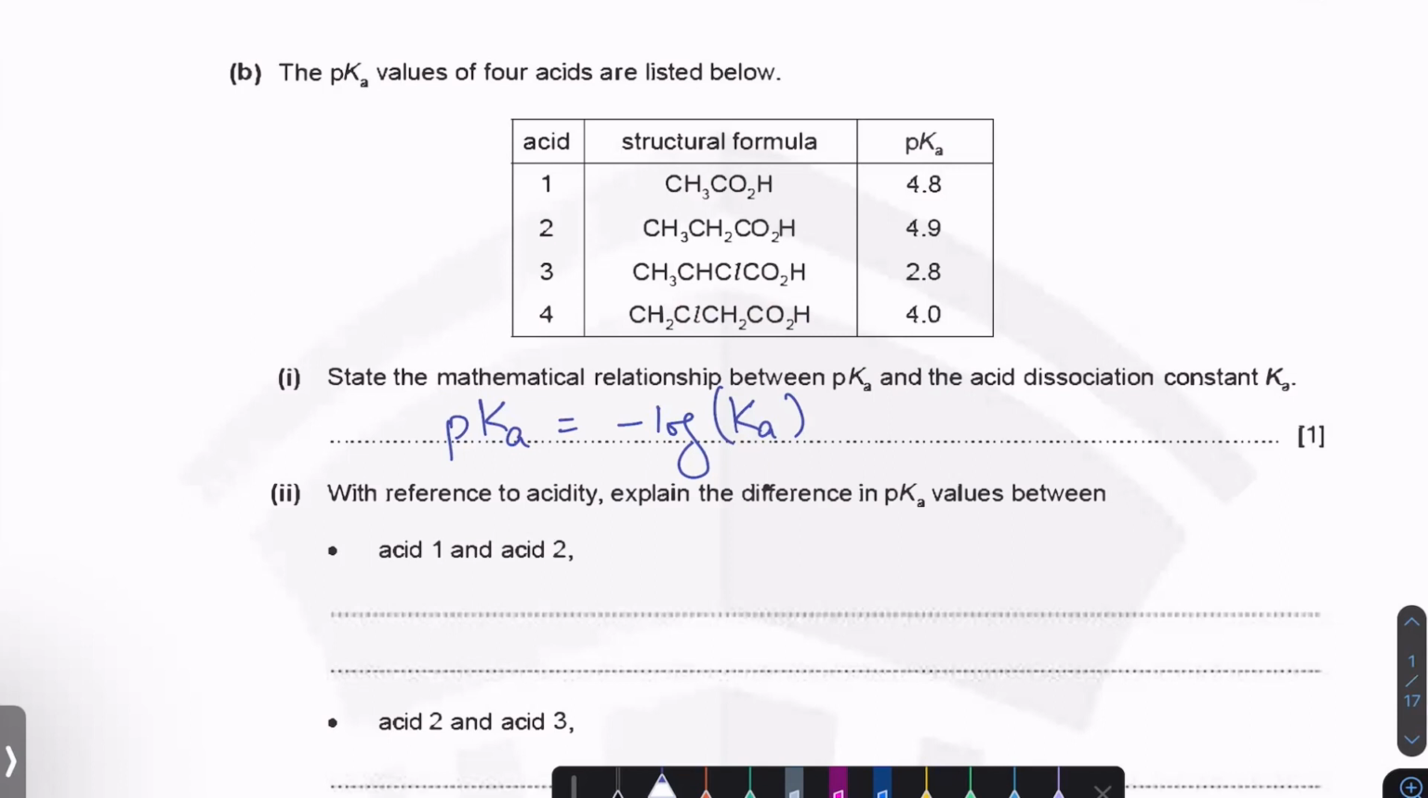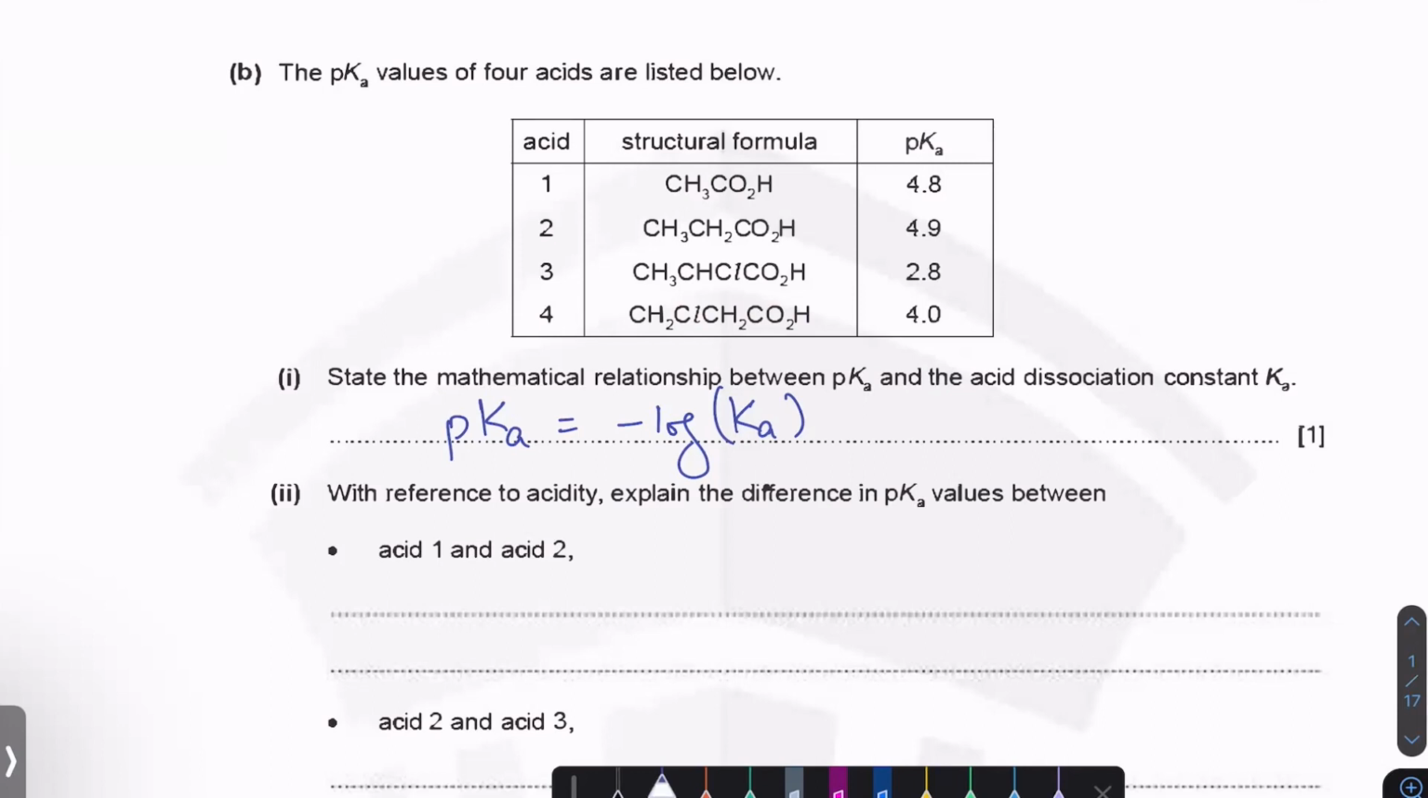In terms of acidity, we just have to mention that this one is a stronger acid and that one is a weaker acid relatively. Compared to each other, 4.9 makes it a weaker acid and 4.8 makes a stronger acid. Similarly, 2.8 is the strongest acid in all of them. Can you tell me why that is?